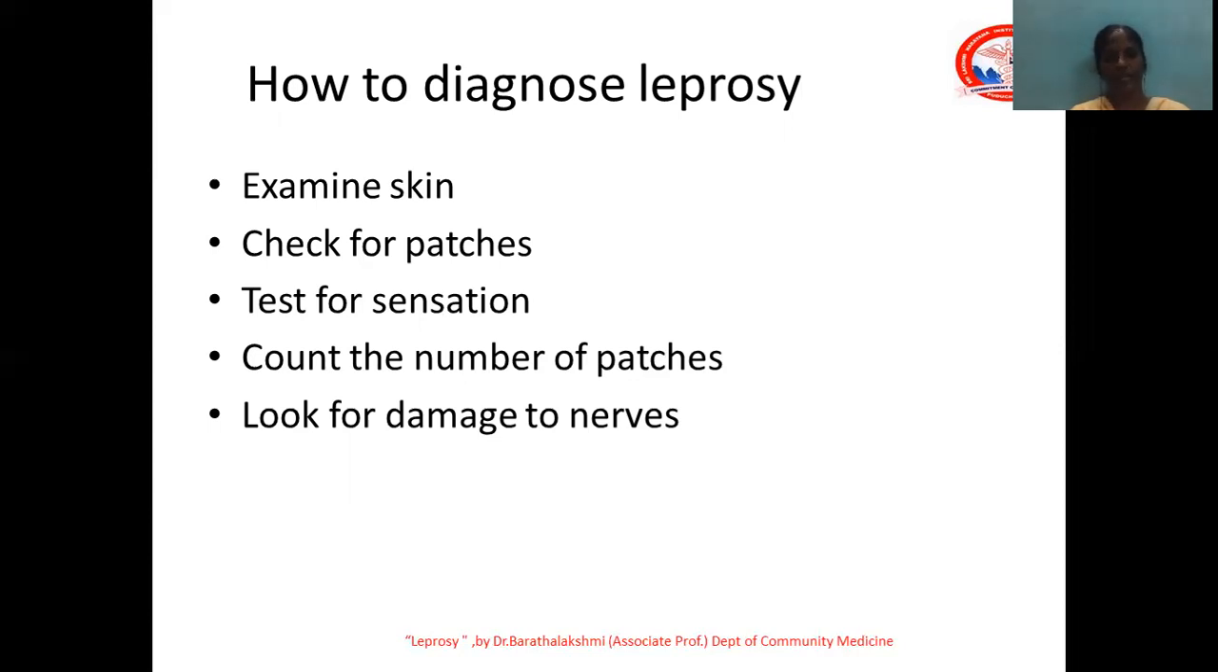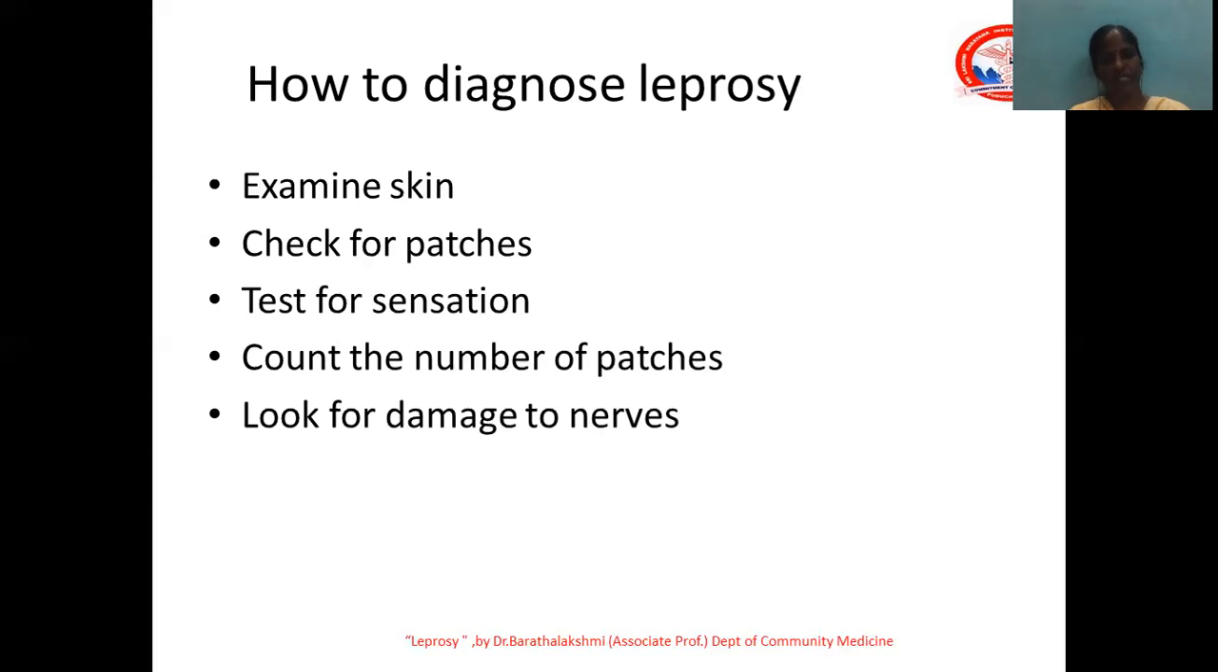Fine touch can be done with a wisp of cotton, and crude touch can be done with a sharp edge. So see to it that you don't harm the patient by pricking in a rude way. Count the number of patches, even that matters.